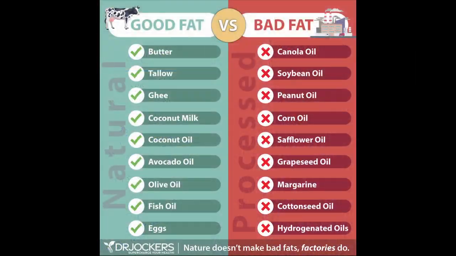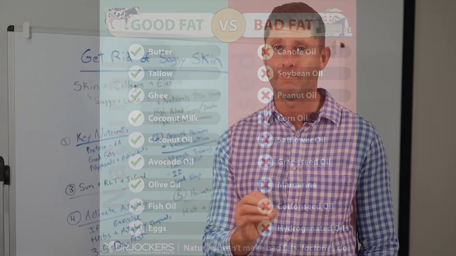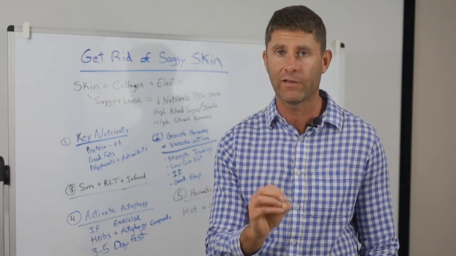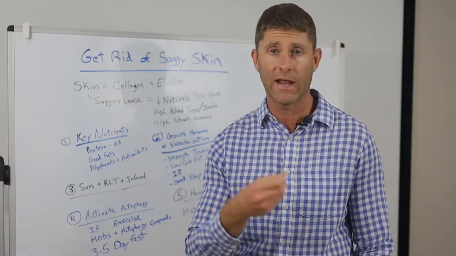So good fats are going to be things like grass-fed butter. Grass-fed butter is very rich in fat-soluble vitamin A, retinol. Also pasture-raised eggs, very rich. The egg yolk is very rich in retinol, vitamin A, this fat-soluble form of vitamin A that you can't actually get from plants.